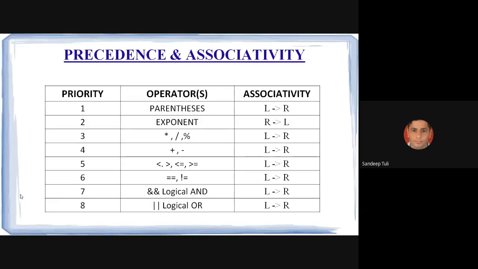So this is the priority. In the first column you can see the priority. First priority operators are parentheses. So first of all, we need to check the parentheses. Brackets are solved first, and brackets are always left to right associative. If two same small brackets are there in some expression, they will be solved in left to right order. Second priority will be the exponent operator.